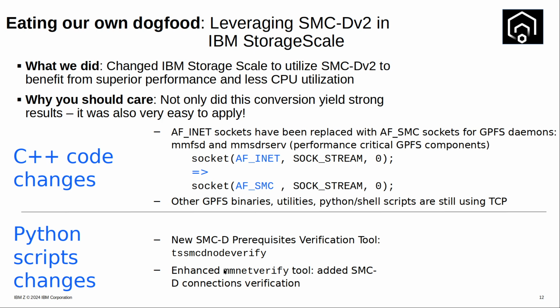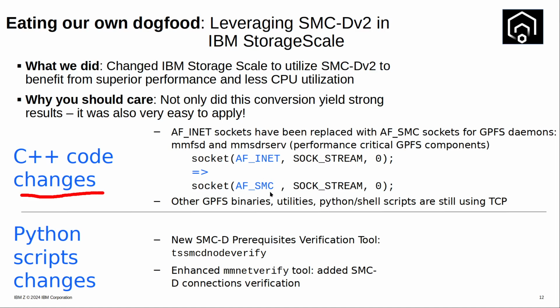So that one was enabled for SMC-D. The results were awesome. We got a very solid performance increase, like double-digit percentage faster benchmark results. And all we had to do is a single code change, which is the one depicted here. We basically had to identify the respective socket call and switch from AF_INET to AF_SMC, and that's about it.